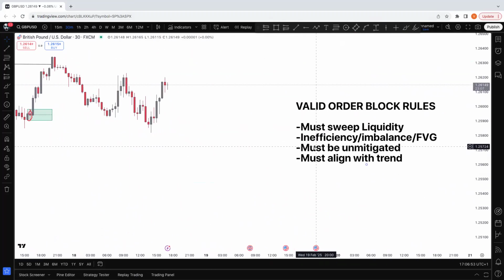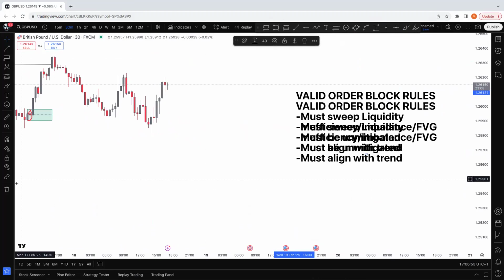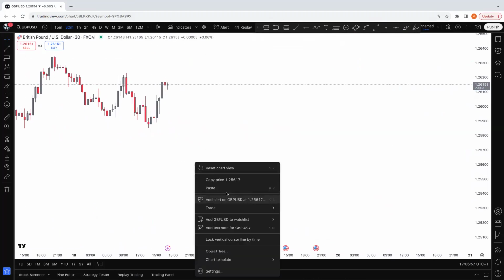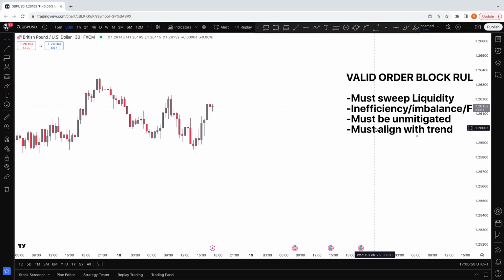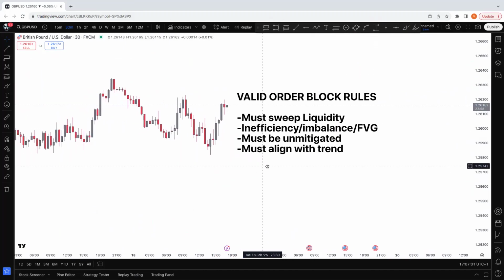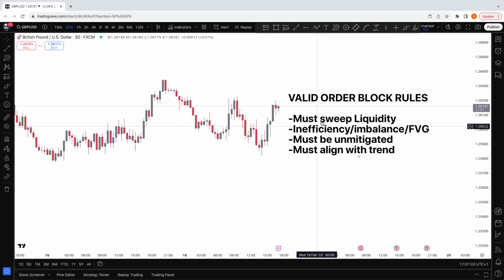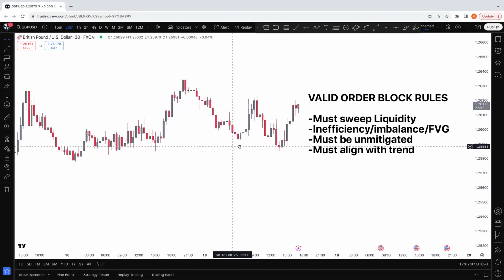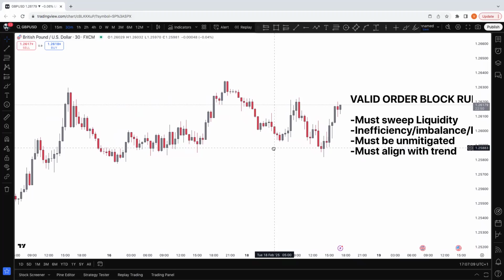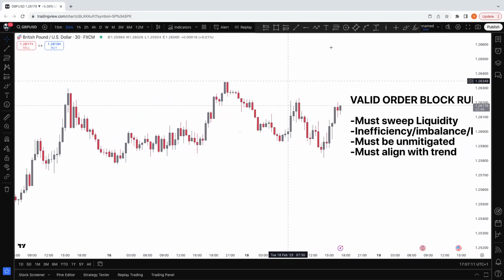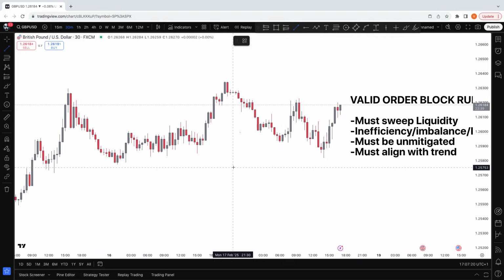So we're going to look at the number one rule here. Let me clean all of these things and then paste it. All right, so this is the number one rule: there must be a sweep of liquidity. Yes, there has to be a sweep of liquidity. Now let's look at an order block and follow these steps to select a valid order block.